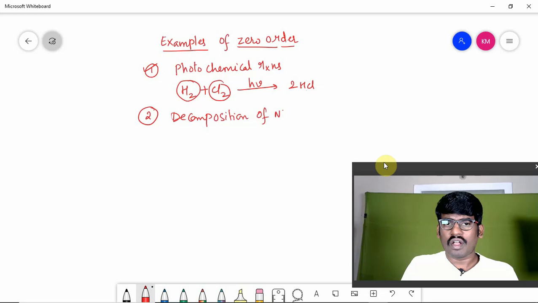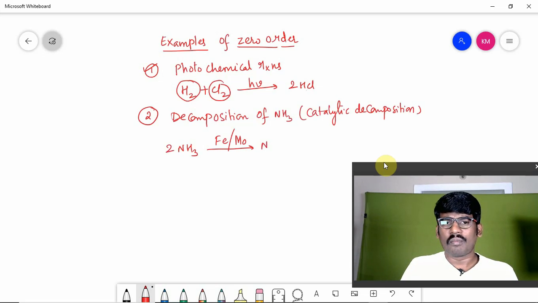Decomposition of ammonia is an example of catalytic decomposition. Ammonia can be decomposed in the presence of an iron catalyst and molybdenum promoter, giving N2 plus 3H2. How can we consider this decomposition of ammonia to be an example of a zero order reaction?